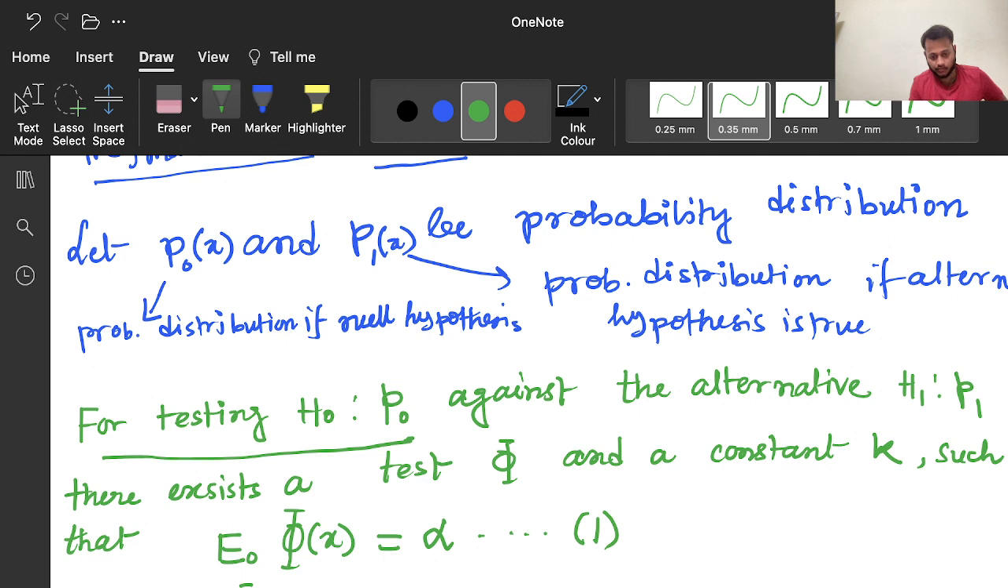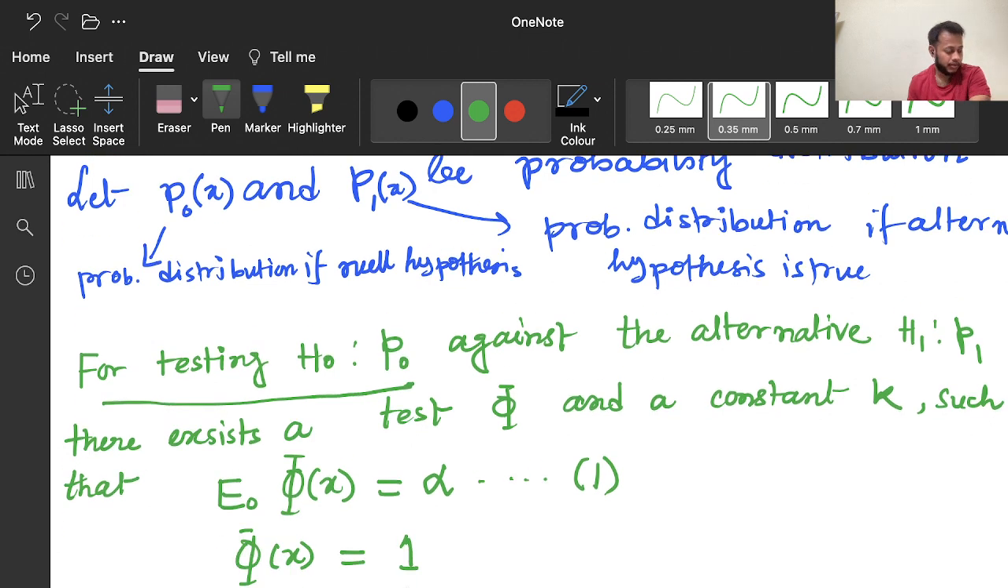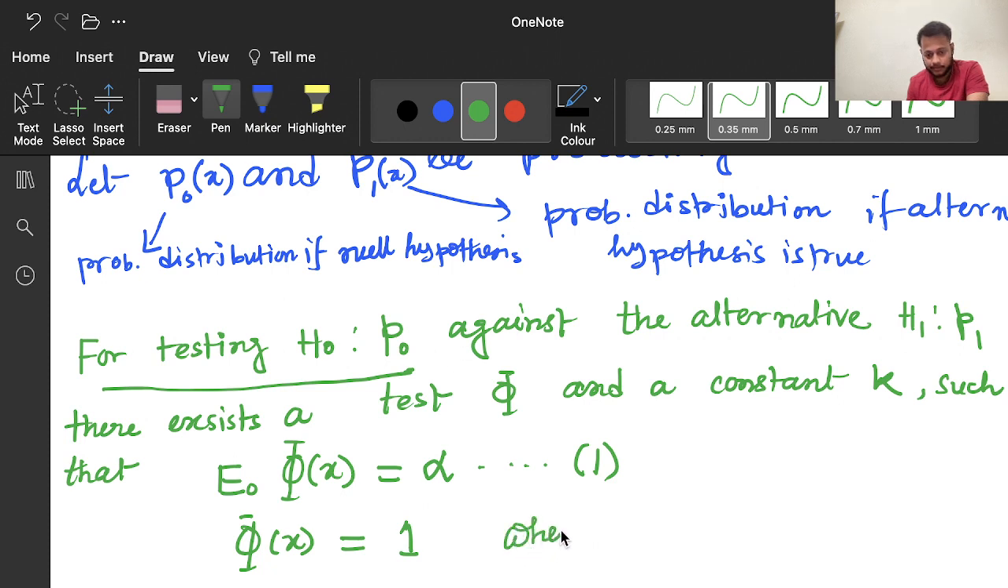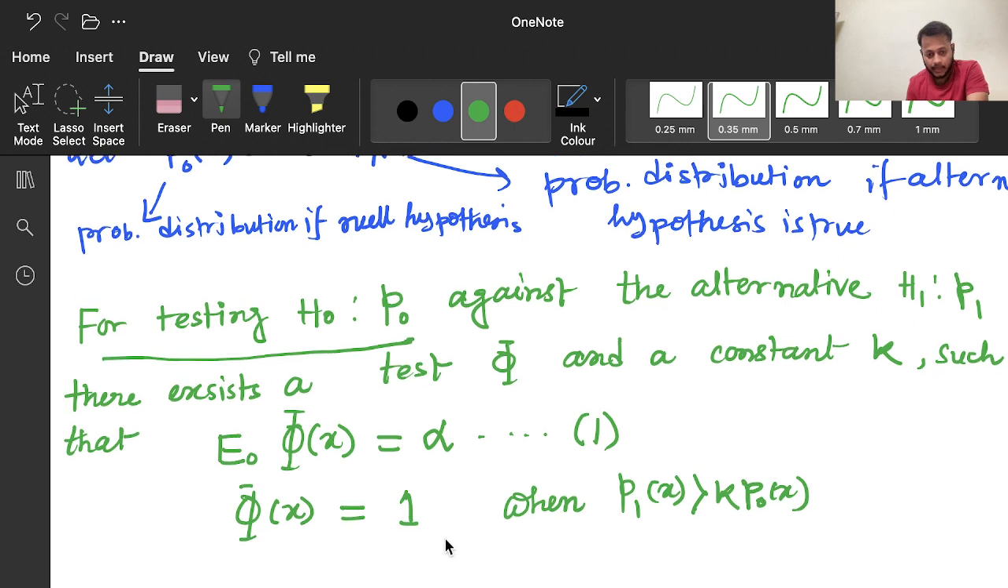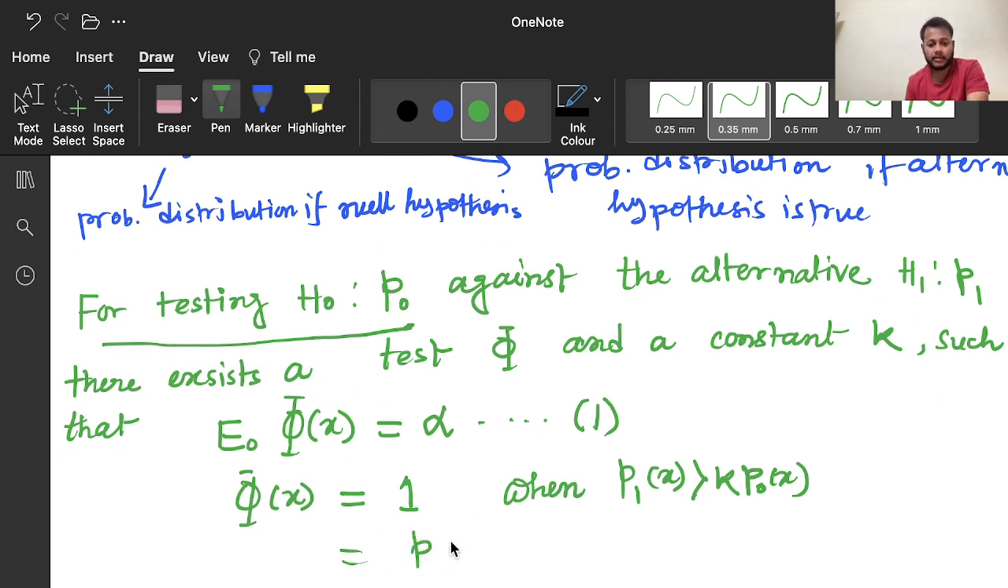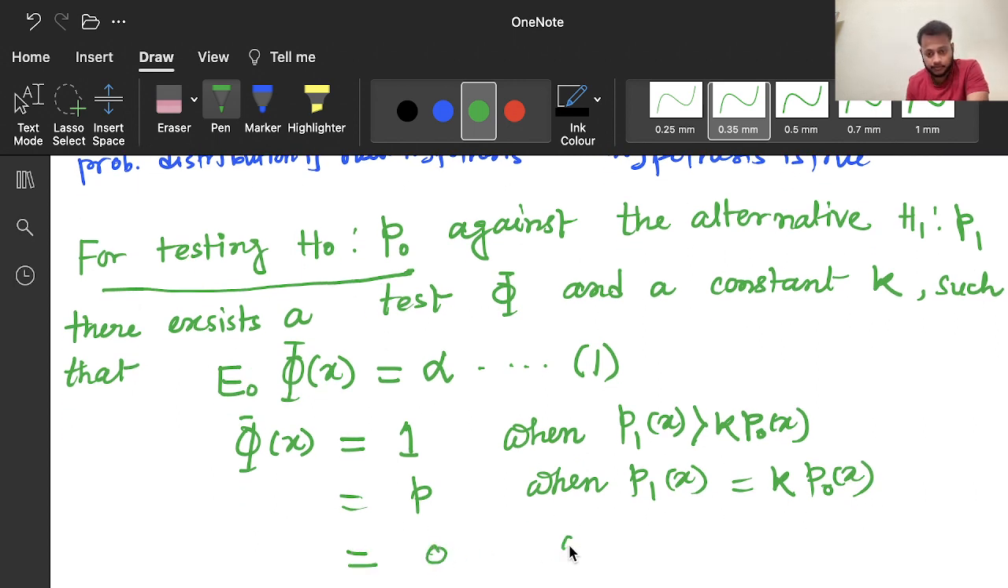And the test is: phi(x) is 1, that is, with probability 1 we reject the null hypothesis, when p1(x) is greater than k p0(x); and equal to p, that is, with probability p we reject the null hypothesis, when p1(x) is equal to k p0(x); and equal to 0 when p1(x) is less than k p0(x). So that is our test.